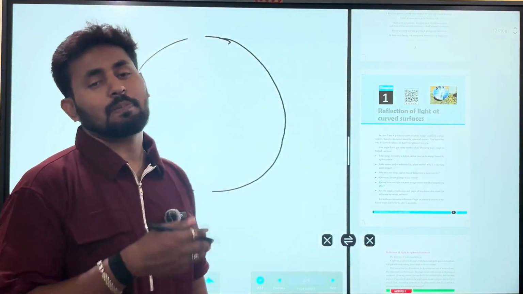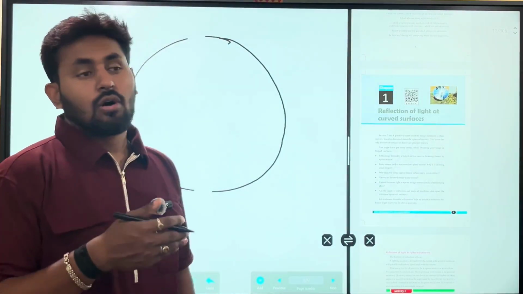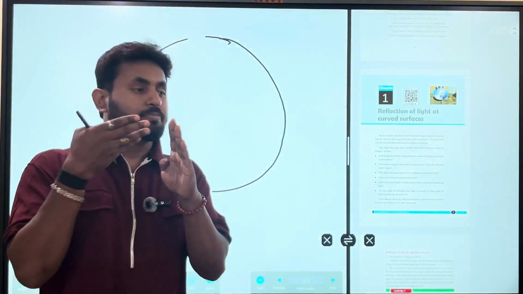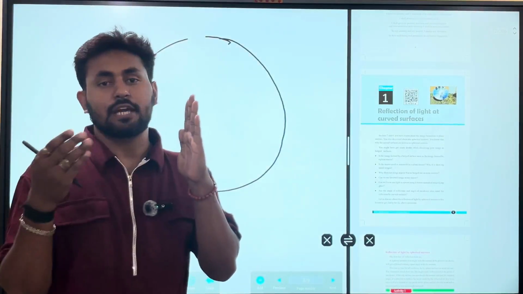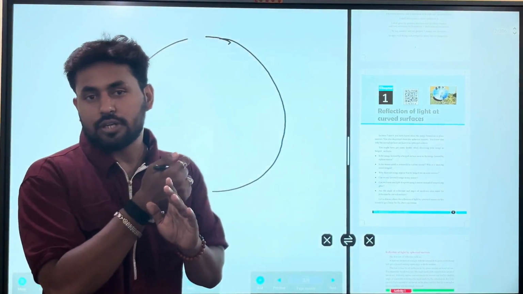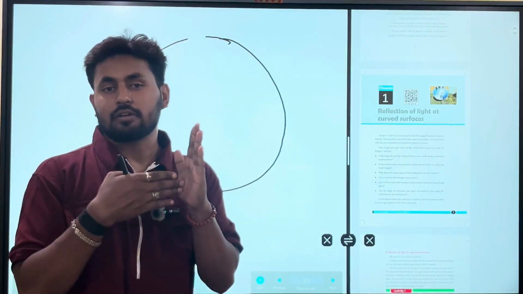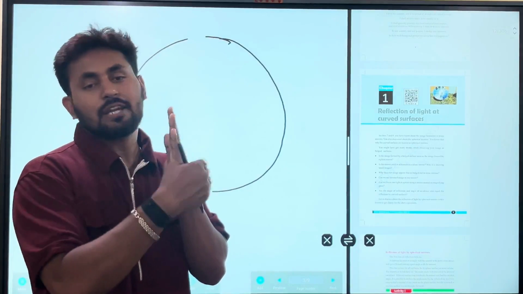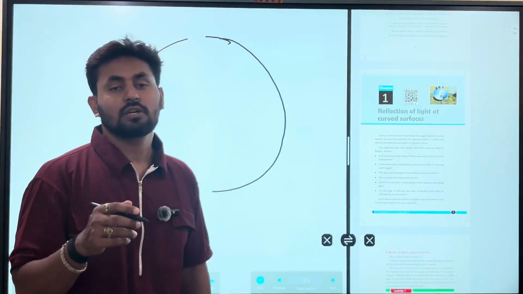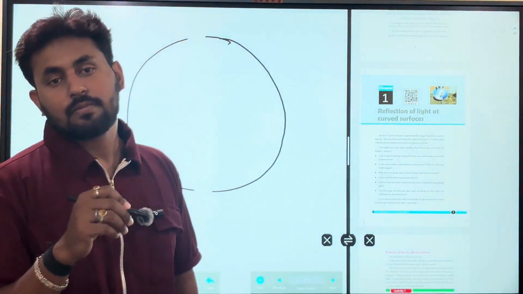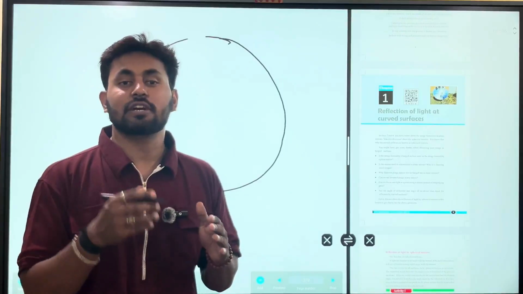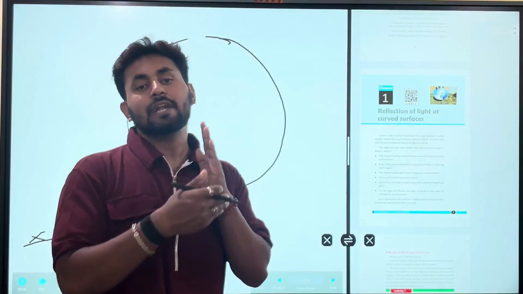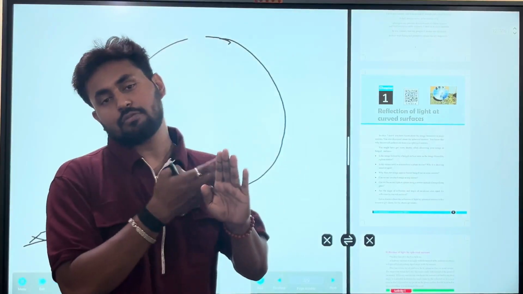If you are not painting the plane mirror from the back, whatever reflection is falling on it will not get reflected. Instead it will pass through it, because it is transparent. Instead, it should get reflected. That's why we paint it from the back, and mostly we use a silver color, because silver is a great reflector. That's why we paint the plane mirror from the back with silver color.